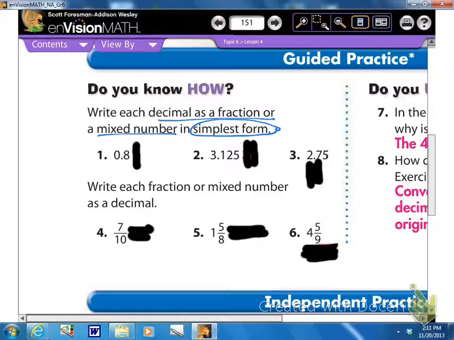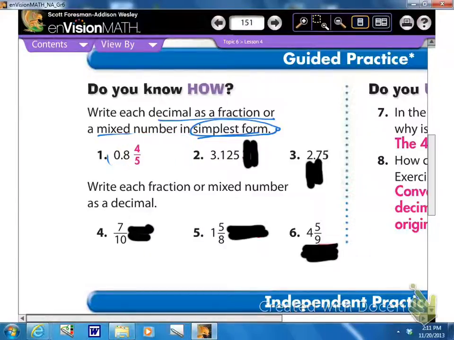So if I looked at number 1, I would say this number as 8/10. So I would start with writing 8/10. And I know that I can't leave it as 8/10 because it's not in simplest form. So then I would divide by 2 over 2, and I would get 4/5. So this would be my answer. 8/10 is equal to 4/5. Now, we can see that right here.